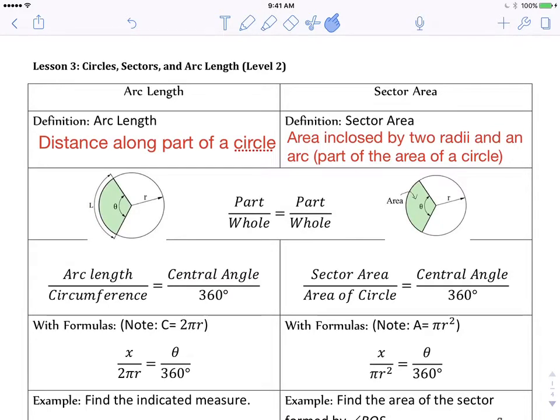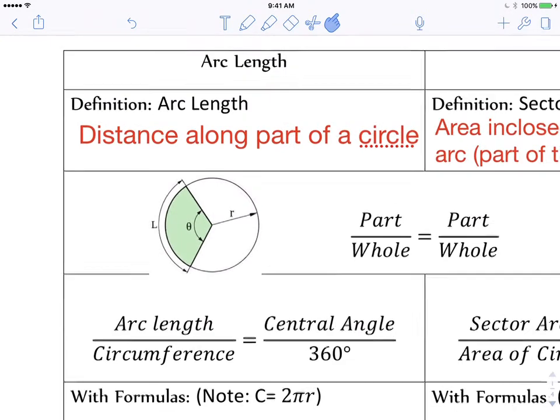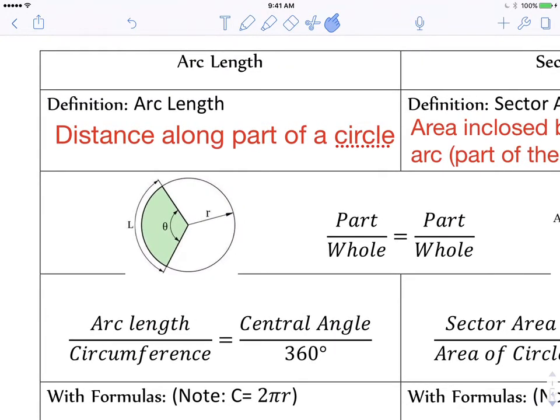And we're looking at the area of a circle and then the area of part of the circle, as well as some arc length. So on page 10 of your study guide, we'll start with arc length and work down this column, and then we'll go back and hit sector area.